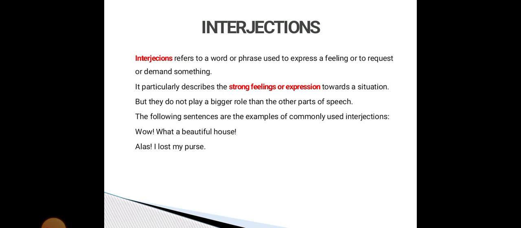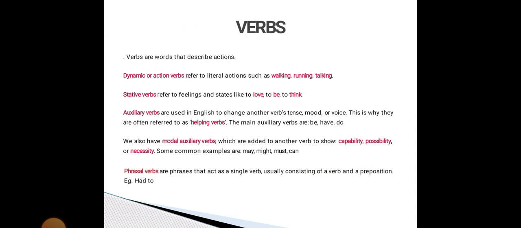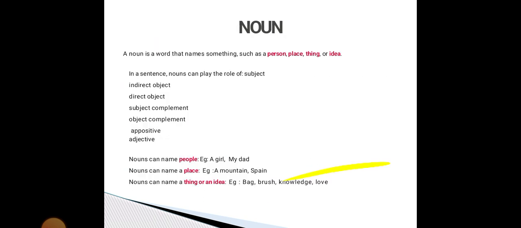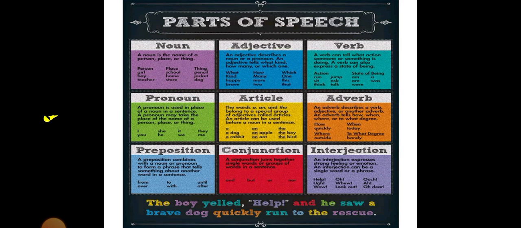So how many parts of speech are there? There are nine types: noun, pronoun, adjective, adverb, conjunction, interjection, articles, preposition, and verb. Now, again I will repeat what the parts of speech are: noun, pronoun, preposition, adjective, articles, conjunctions, verb, adverb, interjection. That's all about parts of speech.